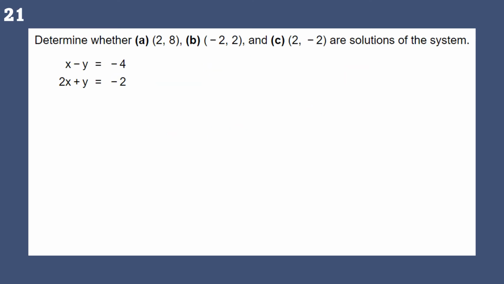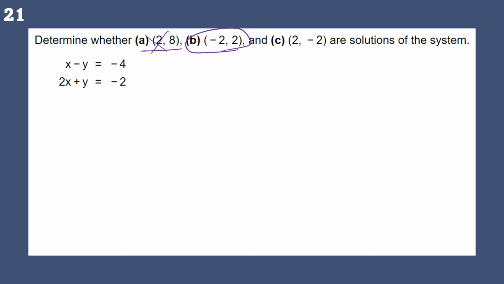Determine whether these three ordered pairs are solutions to this system of equations. So it needs to work for both of them. I'm gonna start at the top and see which ones work for equation one. For 2, 8, if I do 2 - 8, that doesn't work in my first equation because it's supposed to equal -4 and it gets -6. So that one's out. I don't even need to check it in the second equation.